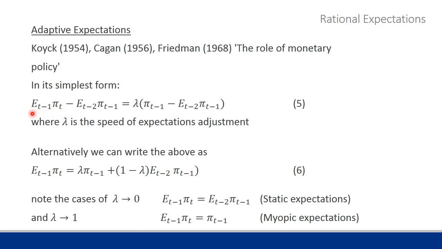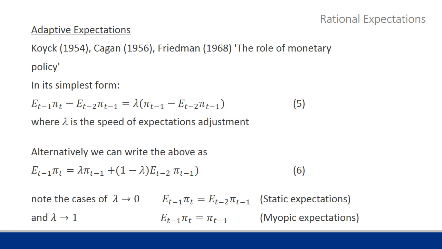So that the expectation of pi t minus the expectation of pi t minus 1. This is how our expectations of inflation are evolving from period to period. It's going to be equal to lambda, some proportion of the difference between pi t minus 1 and what we thought pi t minus 1 would be, our expectation of pi t minus 1. So the way our expectations evolve is some proportion of the forecast error that we made in the previous period.